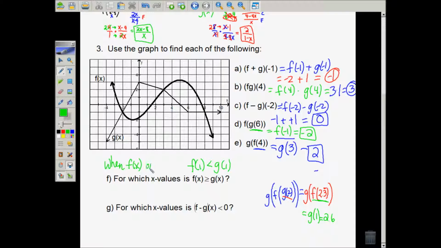f of x on top, right? So when is it on top of g of x? Right there. From negative infinity to what? To negative 2. So from negative infinity to negative 2. And then where else am I above this function?